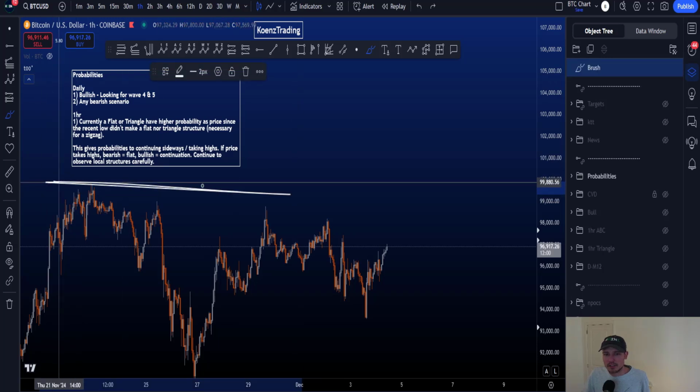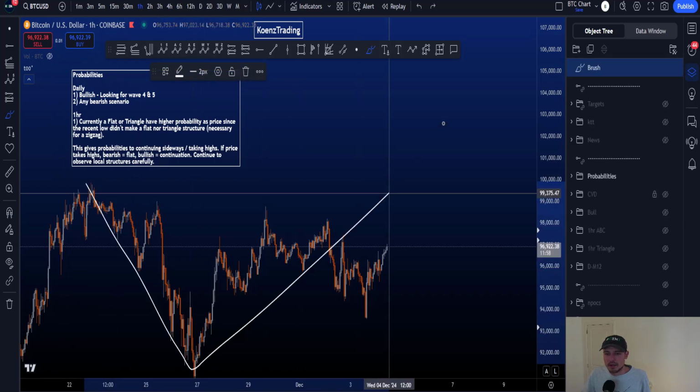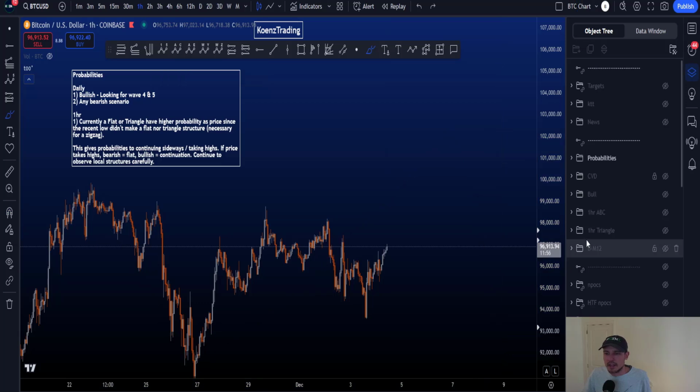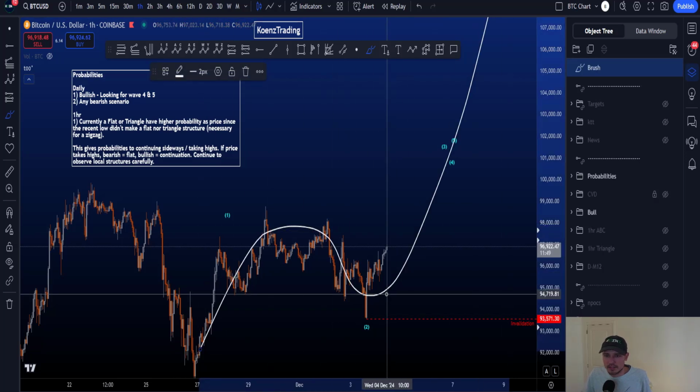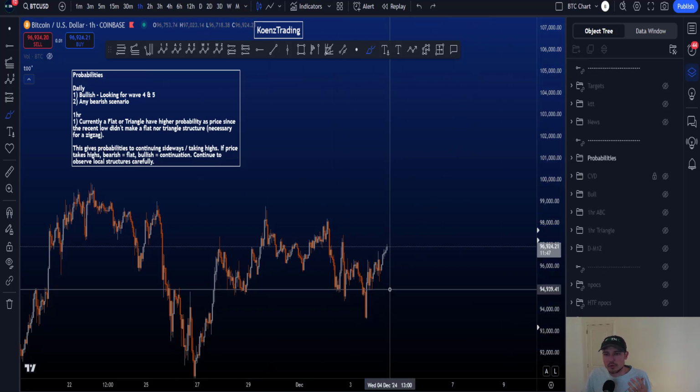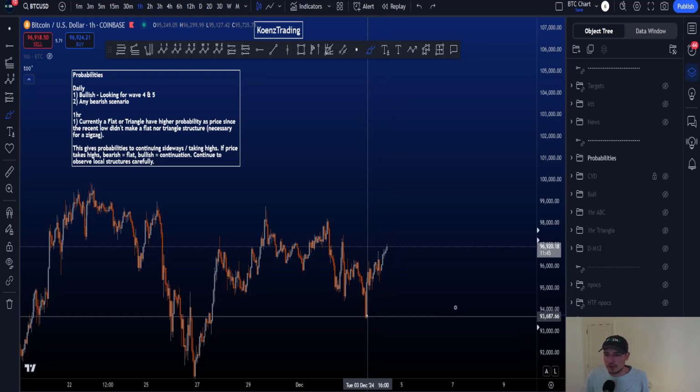So if price does take out this high, your bearish scenario is going to be the flat, and your bullish scenario, which we at least have to be aware of, is going to be an impulse and continuation to the upside. So we continue to observe the local structures carefully.